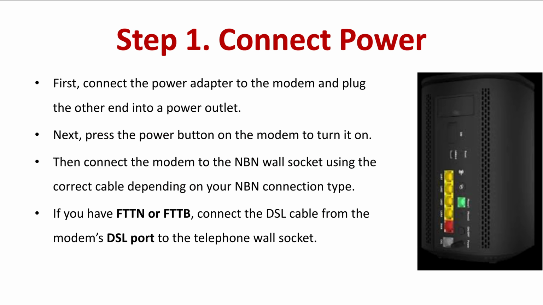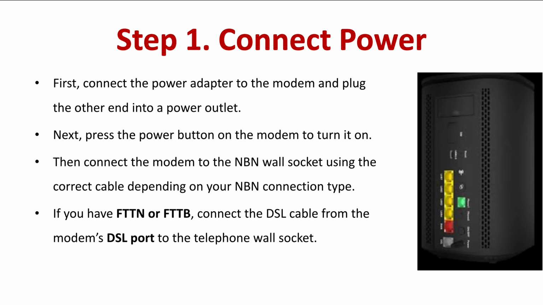Step 1 is connect power. First, connect the power adapter to the modem and plug the other end into a power outlet. Next, press the power button on the modem to turn it on. Then connect the modem to the NBN wall socket using the correct cable depending on your NBN connection type.